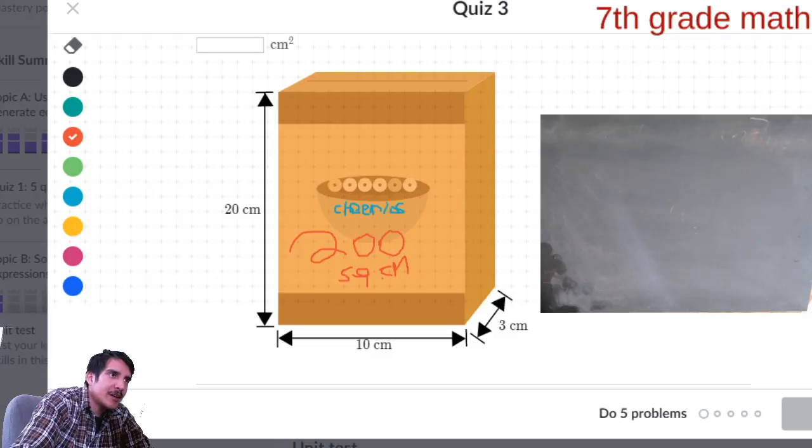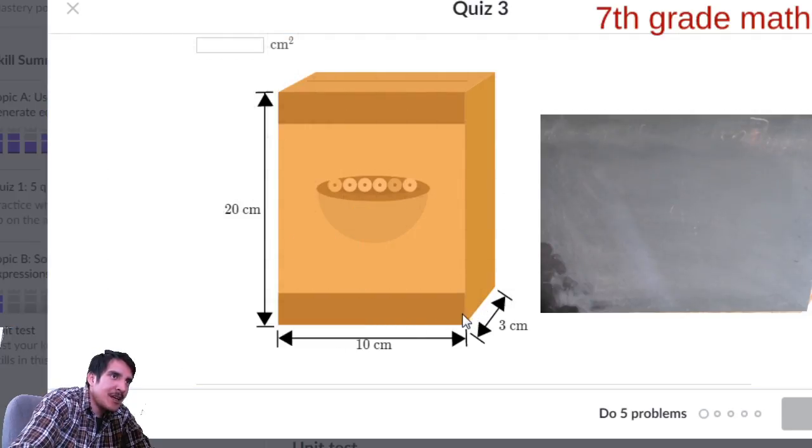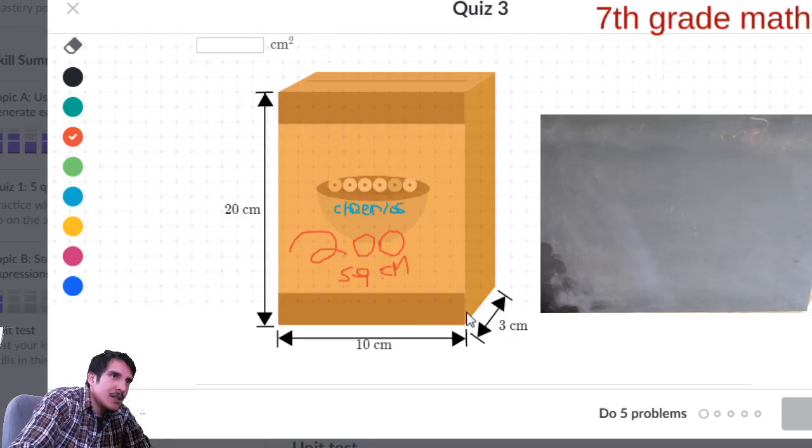Let me keep going here. So the face on the side, so probably where you would find the nutrition facts right here. This is a 3 by 20 rectangle. So 3 times 20 is 60. So there's going to be 60 square centimeters. I can actually write pretty good with this marker.